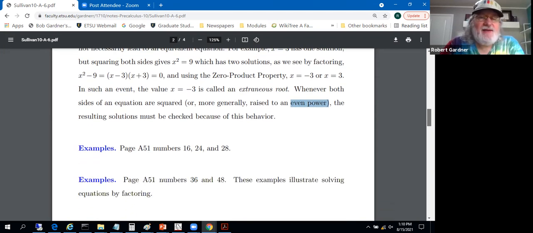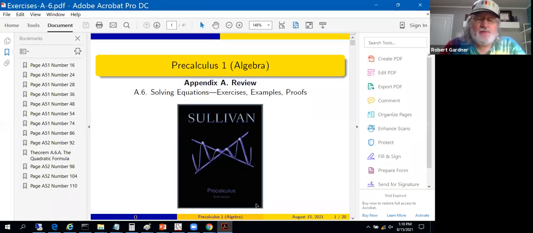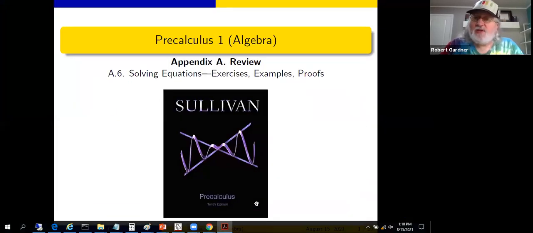So let's do just a whole bunch of examples. The first three are relatively elementary. The next two will solve by factoring, and the last two will involve absolute values. So let's go to the supplemental notes and just run through a bunch of examples.